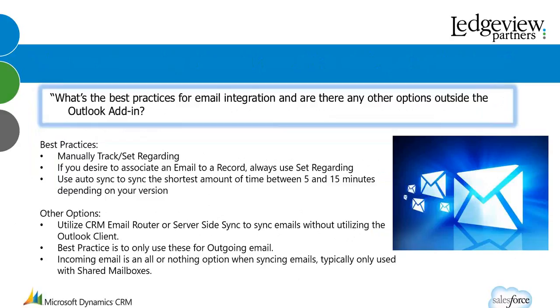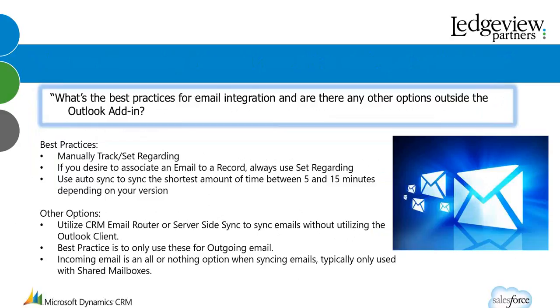And use autosync. It's a personal option setting within the Outlook plugin, and set it for the shortest amount of time. In CRM 2016, I've seen 5 minutes, but in most it's usually around 15 minutes. So set it to the shortest amount of time possible, and that way it'll automatically sync with CRM every 5 or 15 minutes.